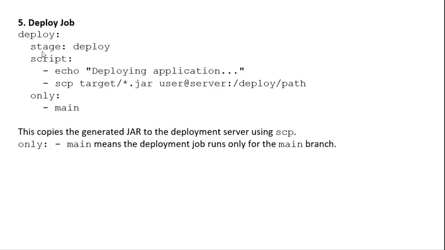stage: deploy, script: - echo "Deploying the application", - scp target/*.jar user@server:/deploy/path, and only: - main. This copies the generated jar to the deployment server using scp, and only: - main means the deployment job runs only on the main branch.